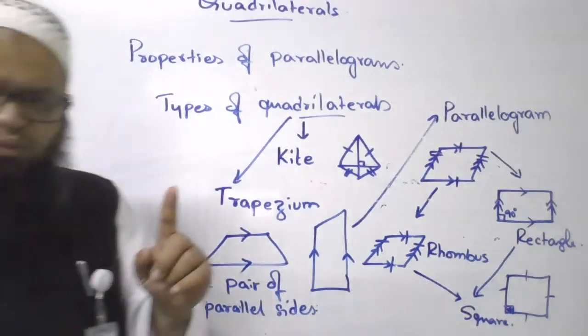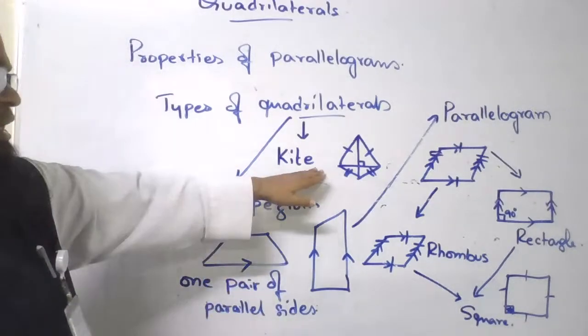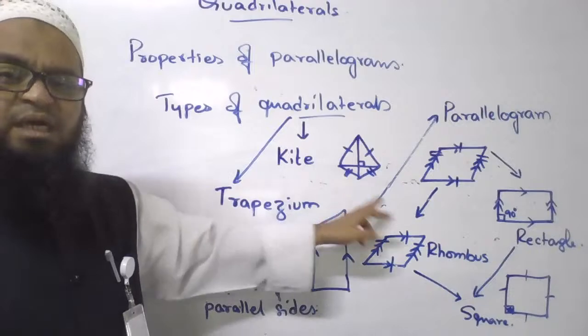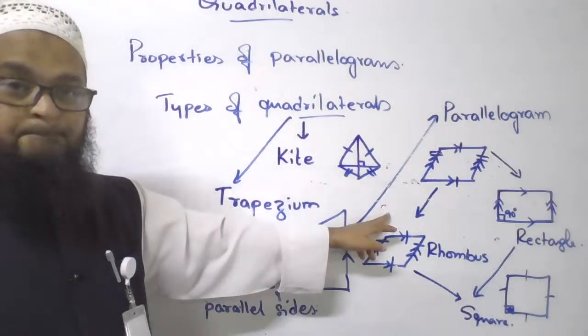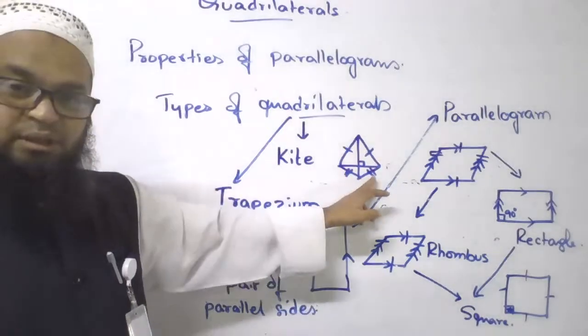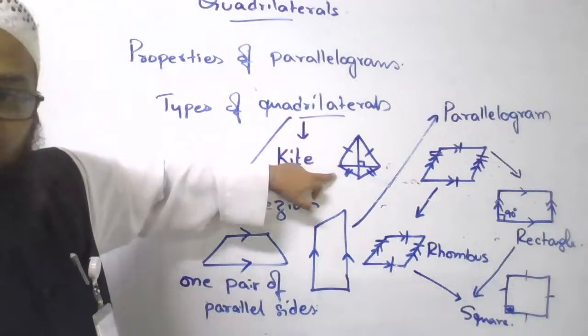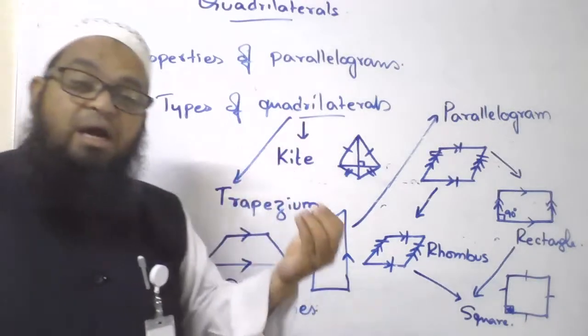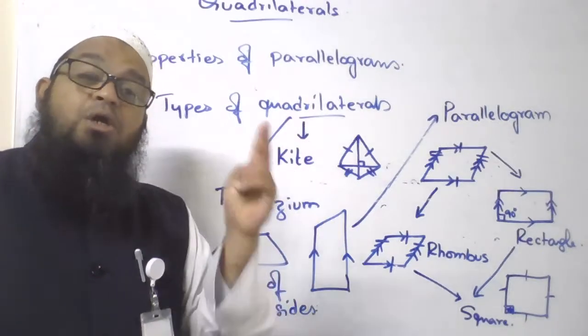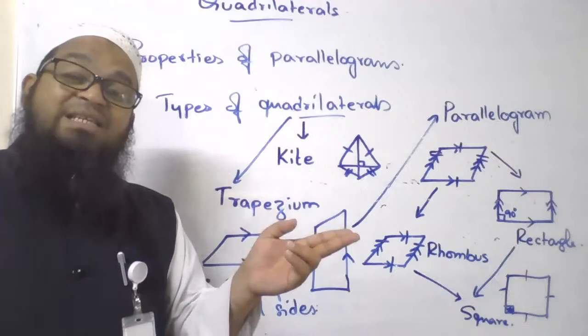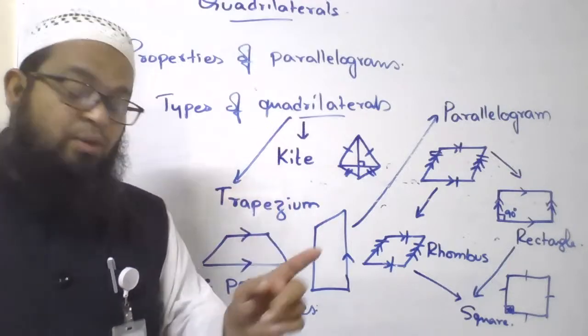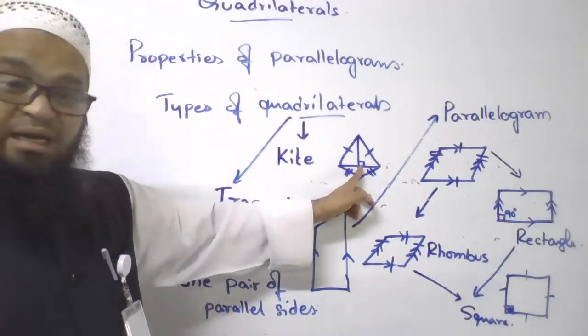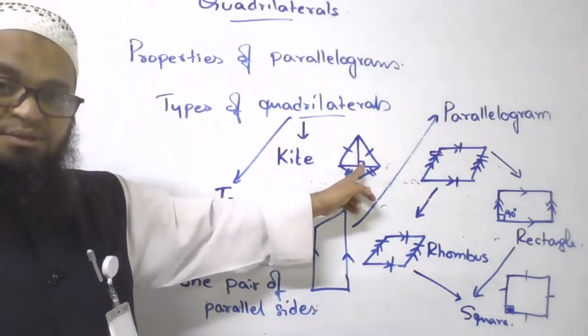So last one, half a minute to revise. Kite: adjacent sides are equal. Only two pairs of adjacent sides. These two are also adjacent, but they are not equal. So for a kite, what is the condition? Two pairs of adjacent sides are equal. And one more thing, diagonals bisect at right angles.